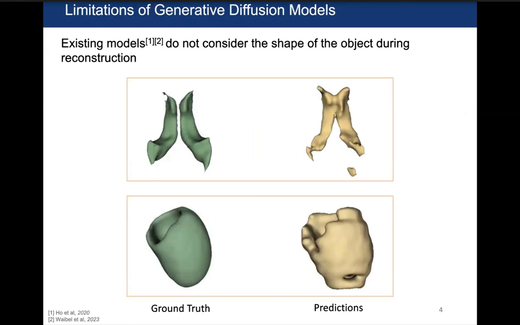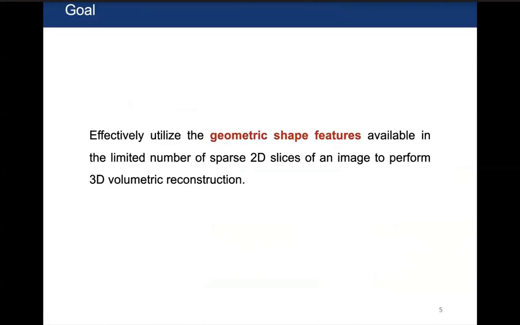The current state of the art deep generative model for image synthesis and reconstruction is the diffusion model. However, the existing generative diffusion models do not consider the shape of the object during reconstruction, resulting in artifacts such as discontinuities, holes, and joint appendages, which should not be a part of the original object. Hence, we propose a shape-based deep reconstruction framework with the goal of effectively utilizing the geometric shape features available in the limited number of sparse 2D slices of an image to perform 3D volumetric reconstruction.